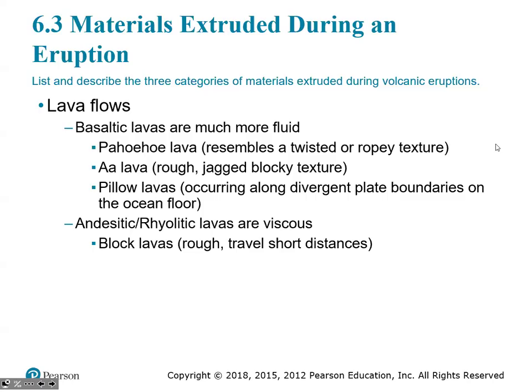And also pillow lavas, which occur along divergent plate boundaries on the ocean floor, where again the outside cools before the inside. So you get these pillowy structures that form out in round lumps. While andesitic or rhyolitic lavas are much more viscous, then you get block lavas that are rough and travel shorter distances.